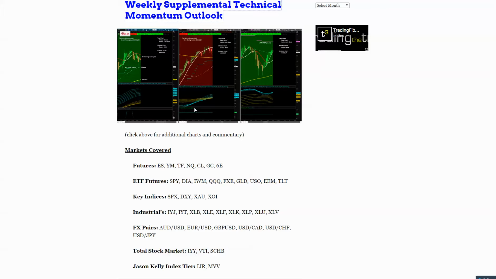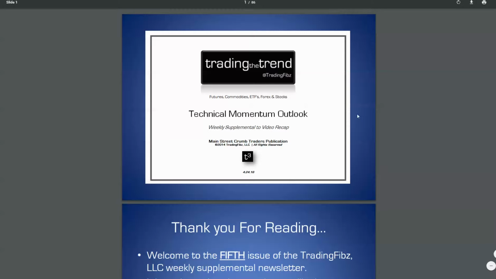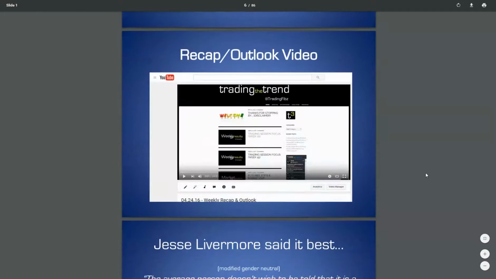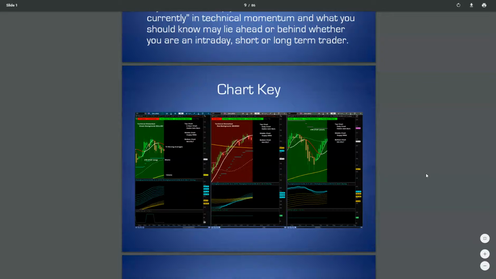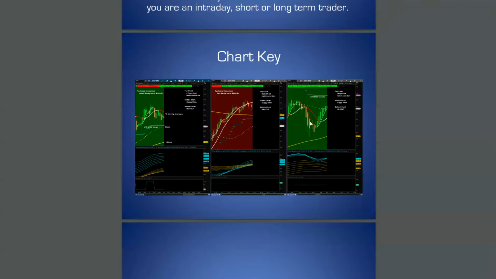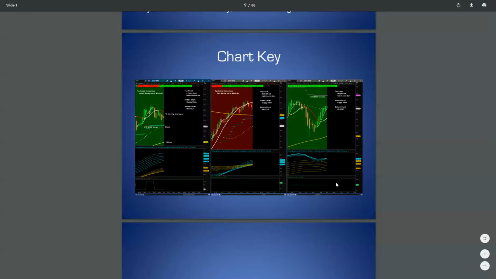These other charts are being posted in the newsletter. That's right, the technical momentum outlook. Over 85 pages of charts indicating technical momentum and where price action is currently in trend. So let's go over the chart key here, and then we'll cover some of those charts and how to use them on an intraday basis.